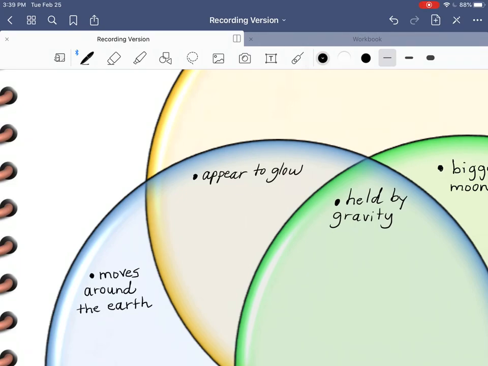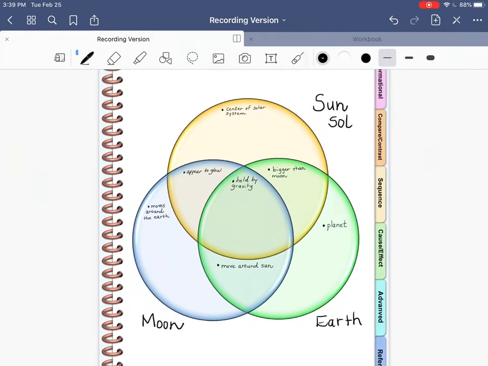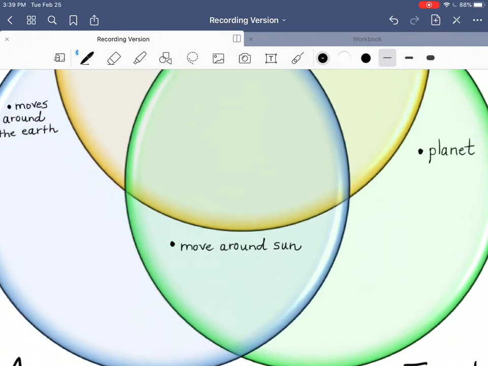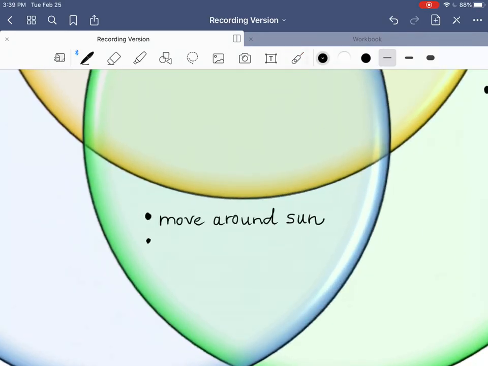All right, the next one. They are not burning. Not burning. So is that true of the sun? No. Is it true of the moon? Yes. And the earth? Yes. So we want to go to this middle area. They are not burning.